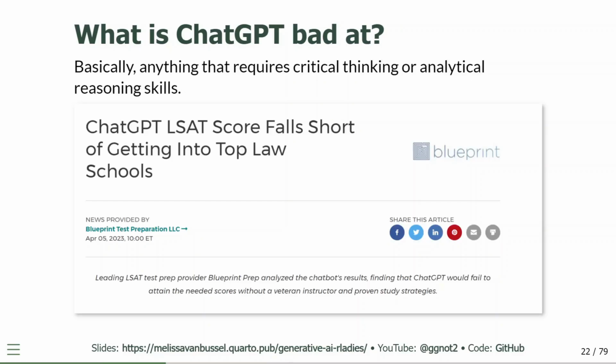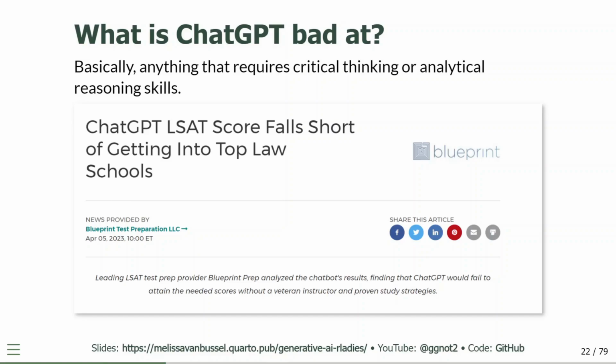Those are the things that ChatGPT is good at, but there are also things that ChatGPT is not very good at. And that's basically anything that requires critical thinking or analytical reasoning skills. And here I have this screenshot of how ChatGPT's LSAT score falls short of getting into top law schools.